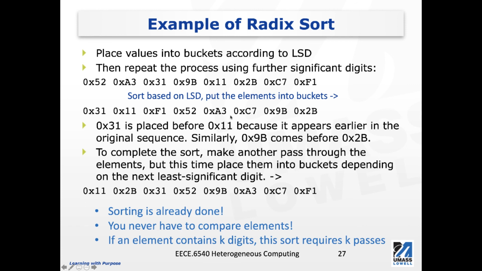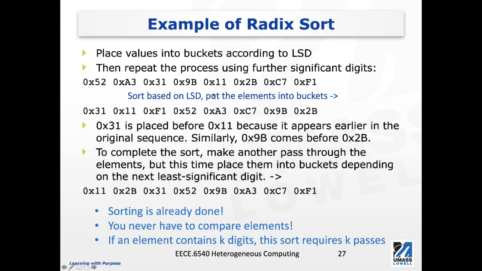We don't have numbers ending with 4 or 5 or 6, but we have a number ending with 7 and with B and B. As a result, what you can see here is that hexadecimal number 31 is placed before 11, although both of them are in the first bucket. This is because in the original sequence, the number 31 appears before the number 11.